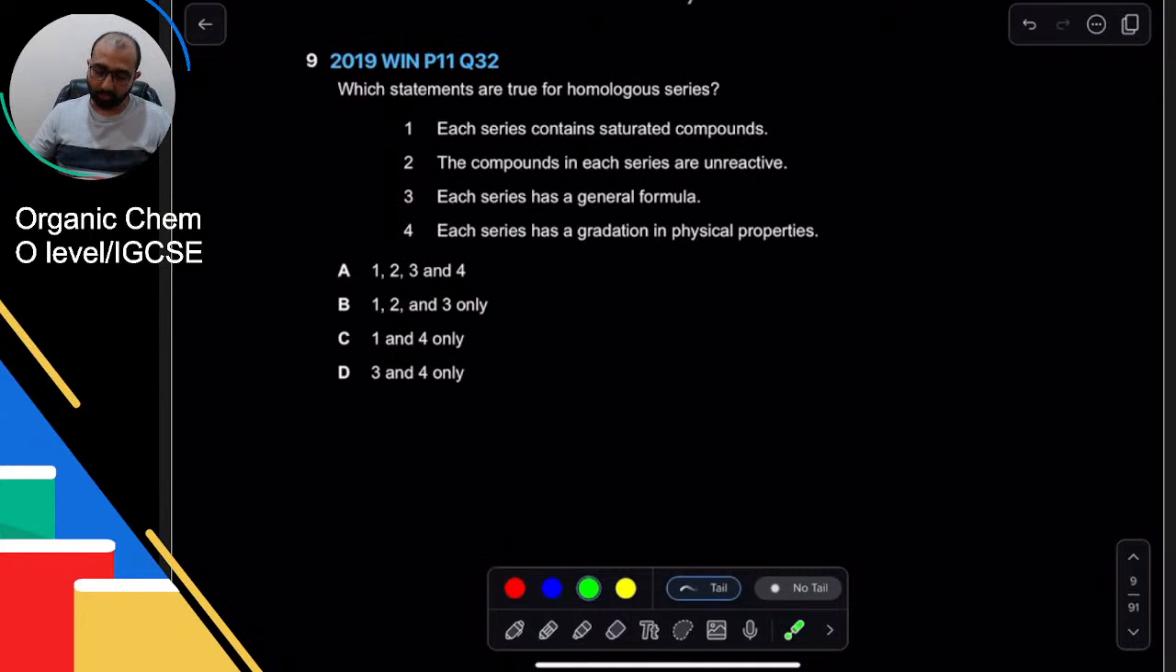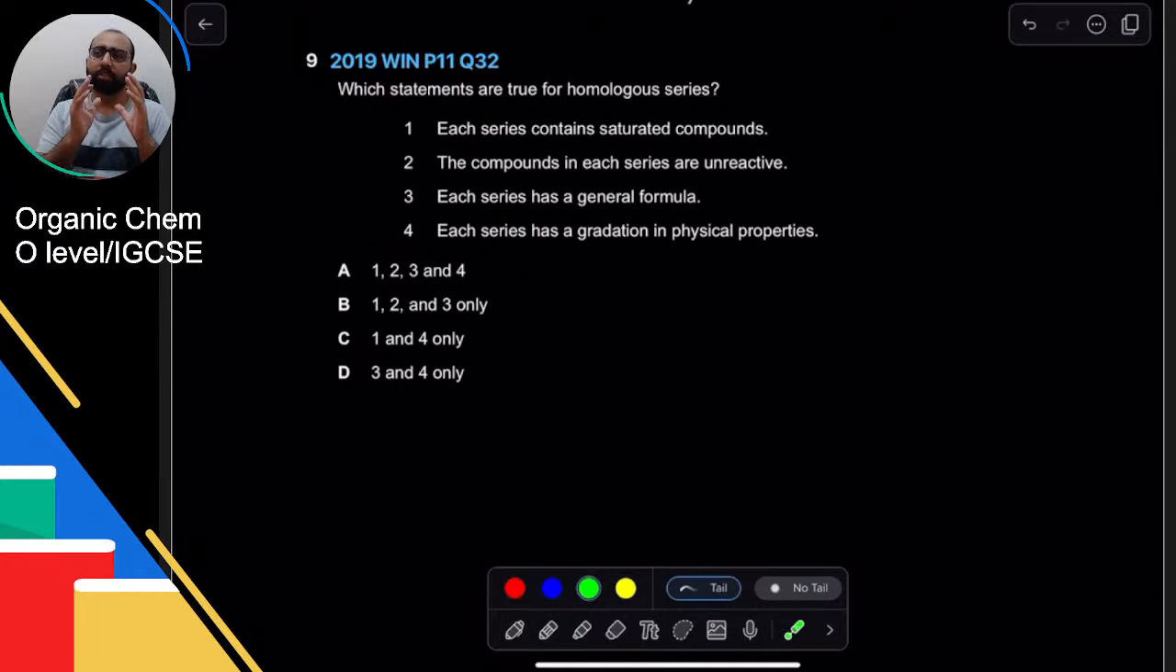Which statements are true for homologous series? Each series contains saturated compound. Not necessarily. I mean, you can have alkenes with unsaturated compounds. The compounds in each series are unreactive. Not really. Each series has a general formula. Yes, that is possible. Each series has a gradation in physical properties.